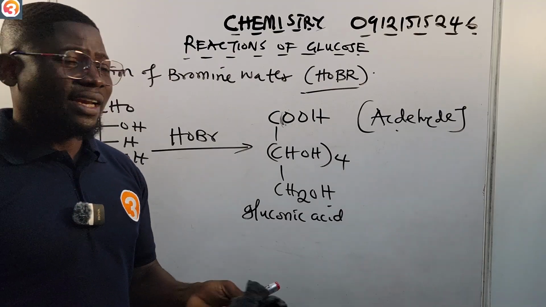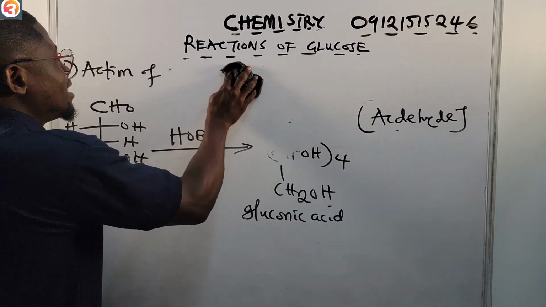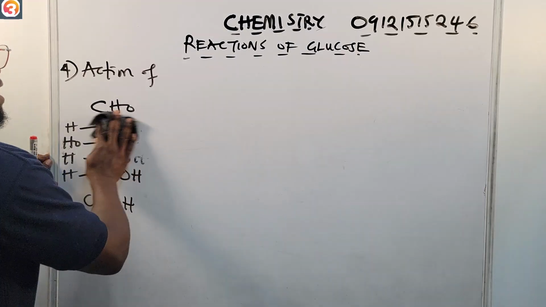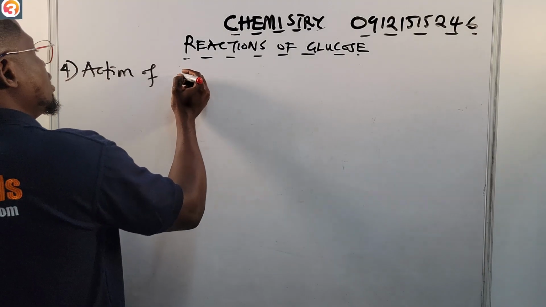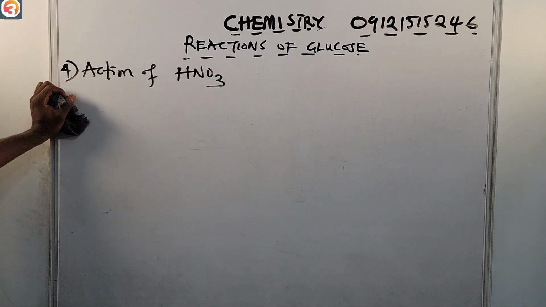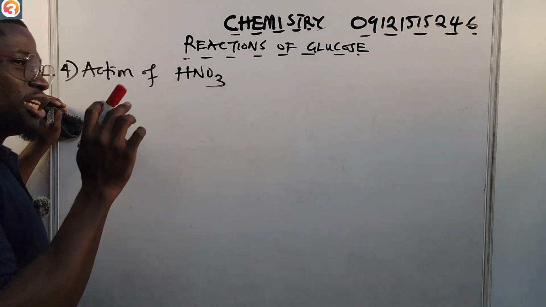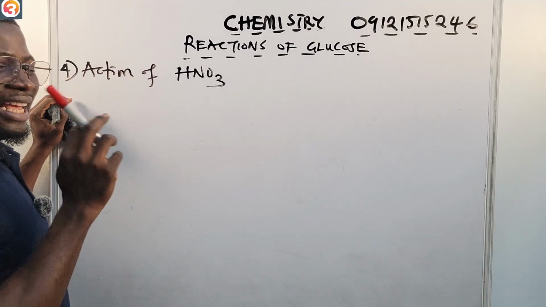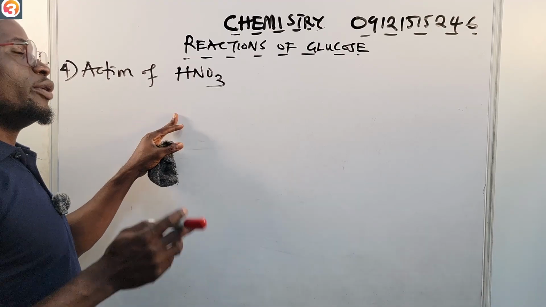Now let us see the very last one. The very last one will be the action of hydrogen trioxonitrate 5, which is HNO3. Okay, so the action of HNO3 on glucose, what does it tell us? It tells us that a primary alcohol is present in glucose. That is what the action of HNO3 tells us.